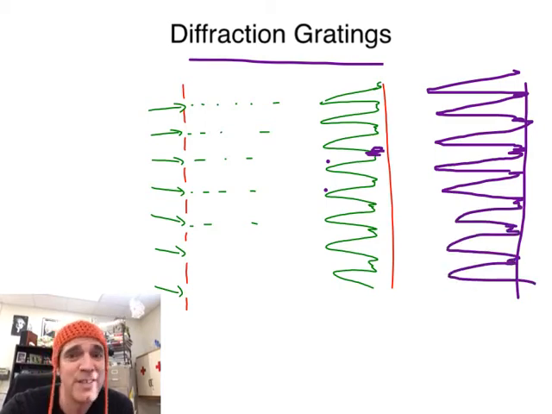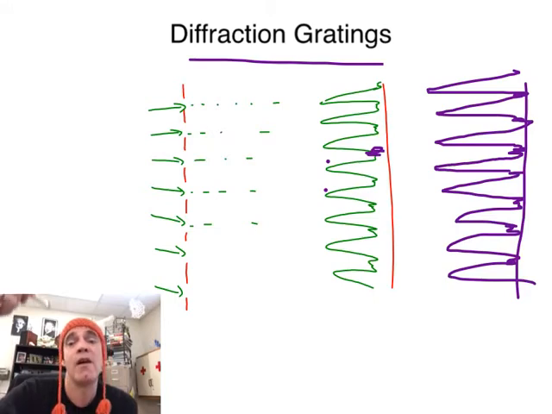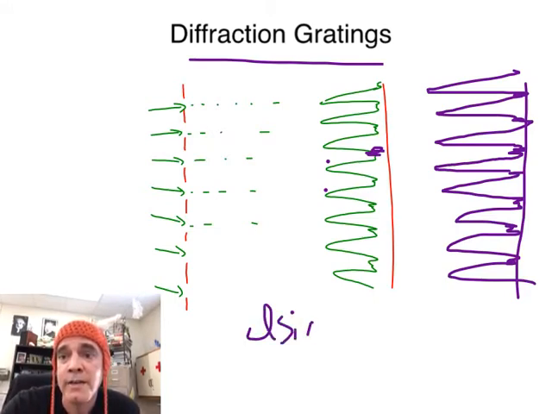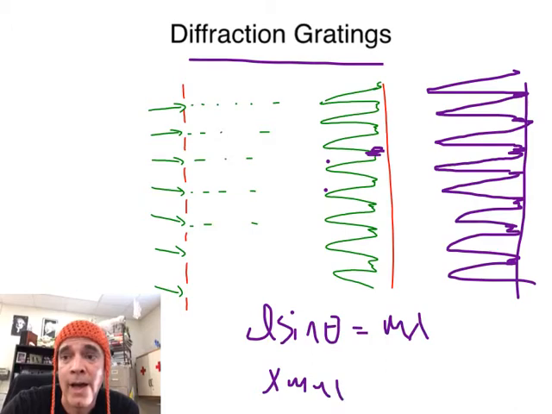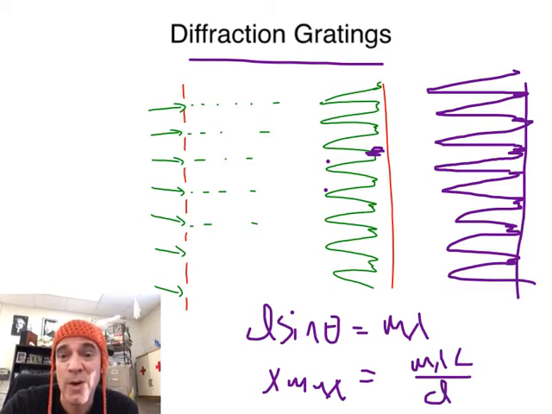So what happens in diffraction gratings is the exact same equations as the 2-slit interference. So we get d sine theta equals m wavelength, and we get x max equals m wavelength L over D, except we don't have minimums, so we can't find the minimums, but it's much easier to find the maximums now because they're easier to see.